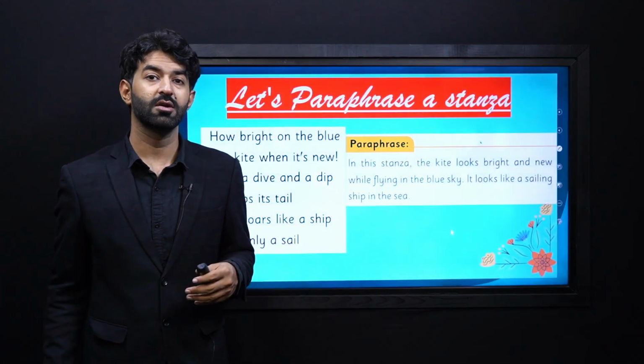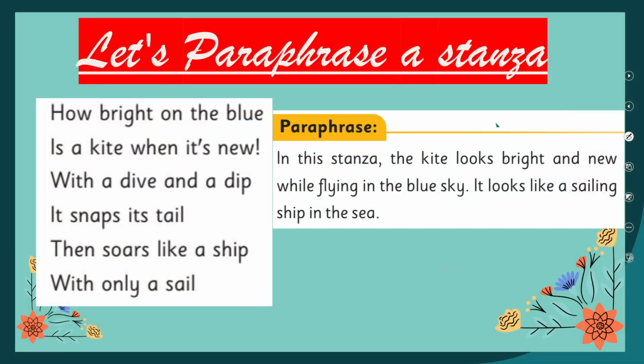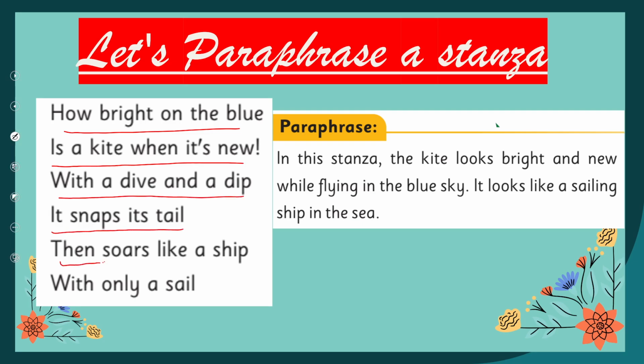Now let's look at it practically by reading this stanza. How bright on the blue is a kite when it's new, with a dive and a dip, it snaps its tail, then soars like a ship with only a sail. Now, this is a stanza. How do we paraphrase it? Remember all the 4 steps we talked about.